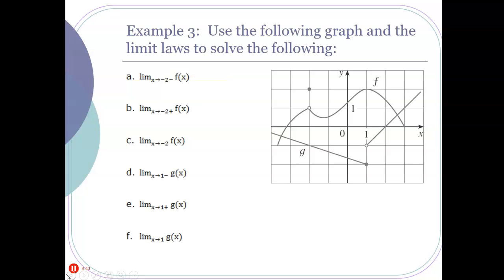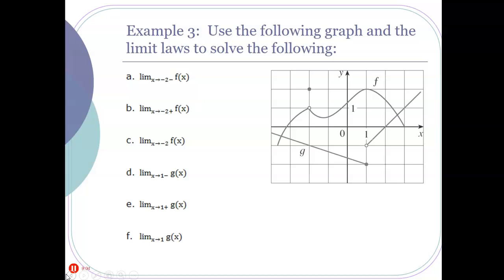So let's look at a graph and find the limits. We can look at a graph and know exactly what is happening. So the limit as x approaches -2 from the left. What that means is we're going to look at the graph.